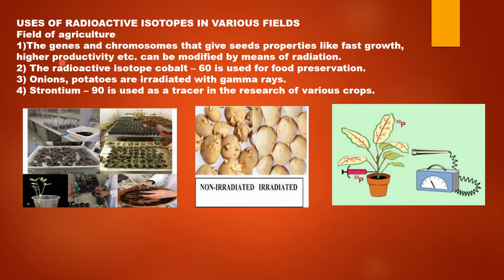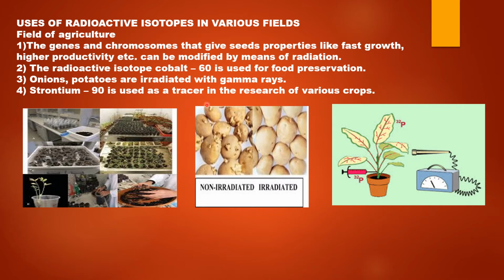Another use of radioactive isotopes in the agricultural field is that radioactive isotopes are used for the preservation of food items. So the radioactive isotope which is very helpful in food preservation is cobalt 60. So how is this very helpful? The action of gamma rays from cobalt 60 helps in the elimination of bacteria, fungi and parasites in the food.